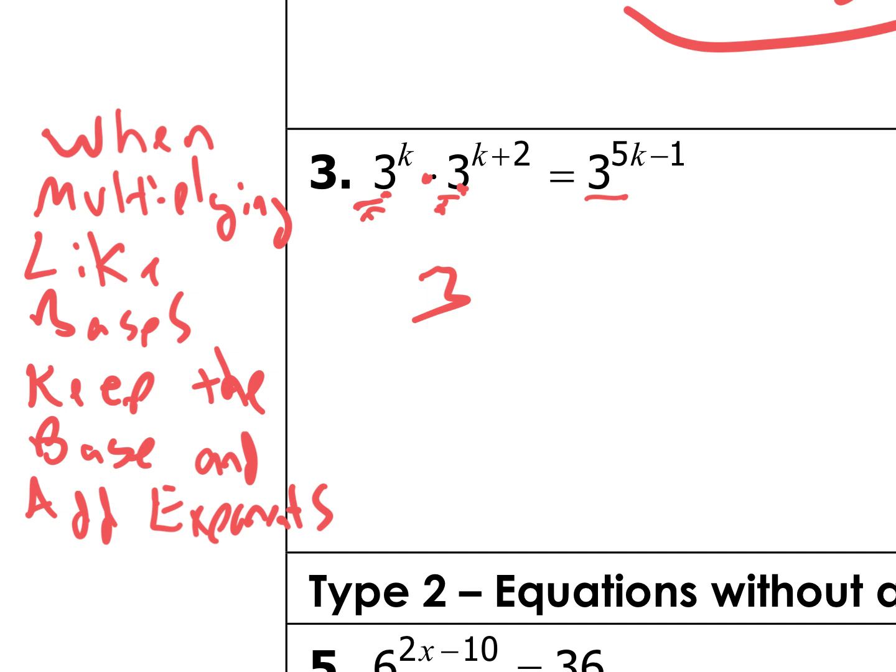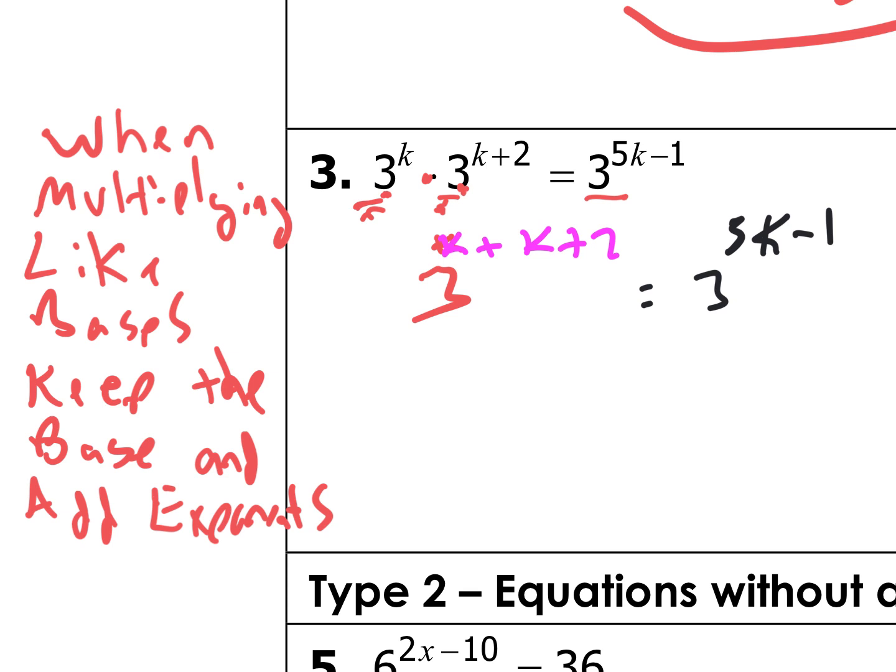and then I add the exponents. So what am I adding up? A k, let me do another color here, a k plus a k plus 2, all equal to the 3 to the 5k minus 1. That one did not change.